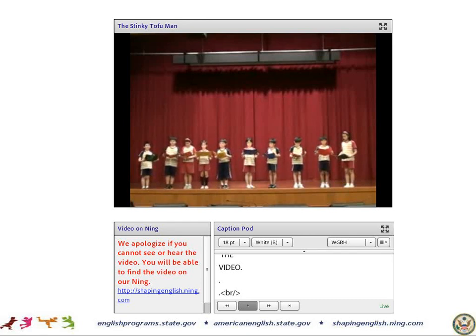Good morning! The title of our Reader's Theater is The Stinky Tofu Man. The Stinky Tofu Man is adapted from The Stinky Cheese Man.